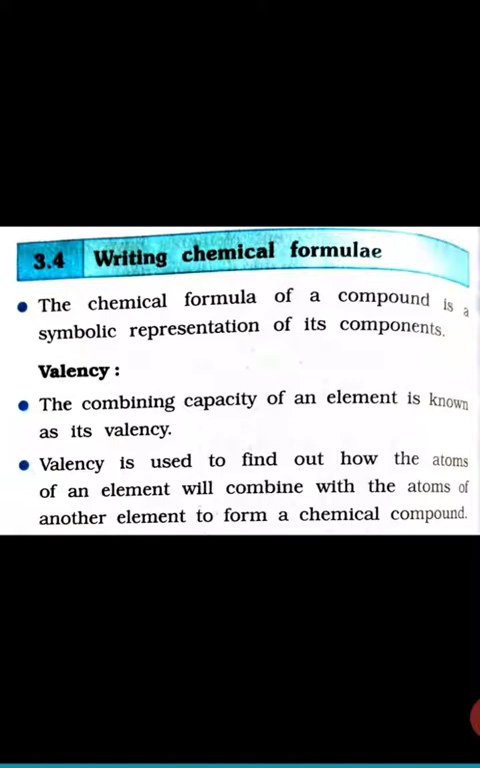The combining capacity of an element is called valency. Valency can be used to find out how the atoms of an element will combine with the atoms of another element to form a chemical compound. So what is valency? Valency can be defined as the combining capacity of an element.